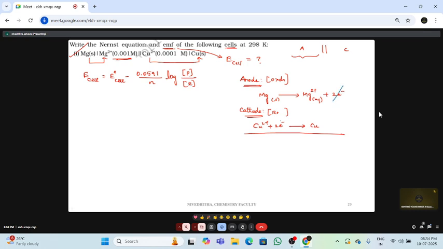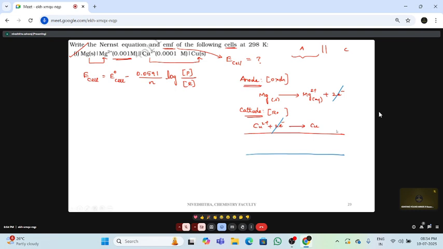If the electrons are not common, then you have to make them common. How to do that? By just cross multiplying. You have to multiply the first equation with the number of electrons of the second equation, and multiply the second equation with the number of electrons of the first equation. Here that is not necessary because it is already common. We can cancel those electrons.